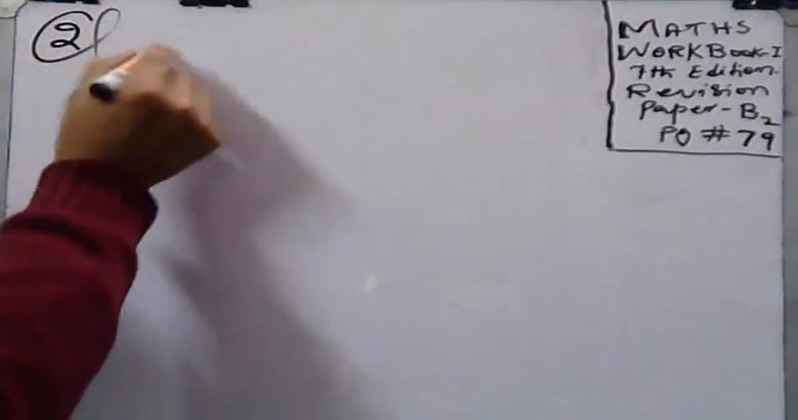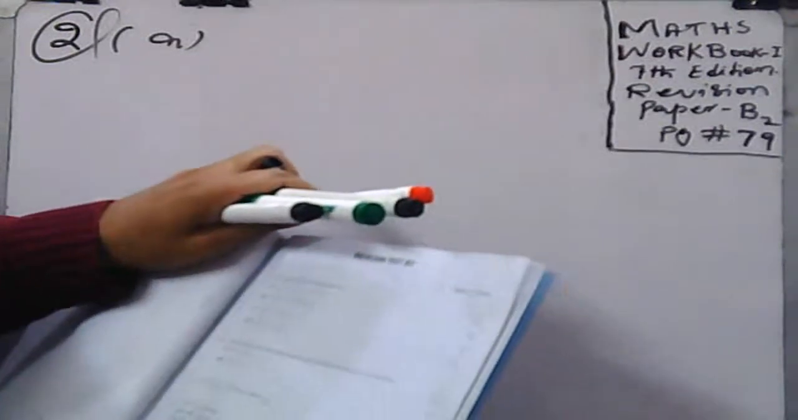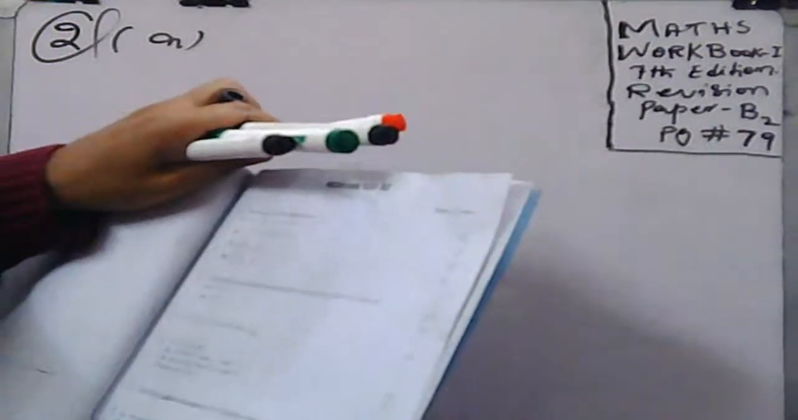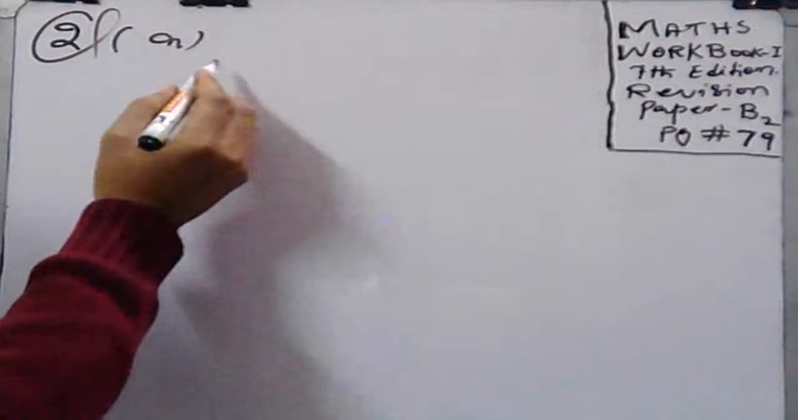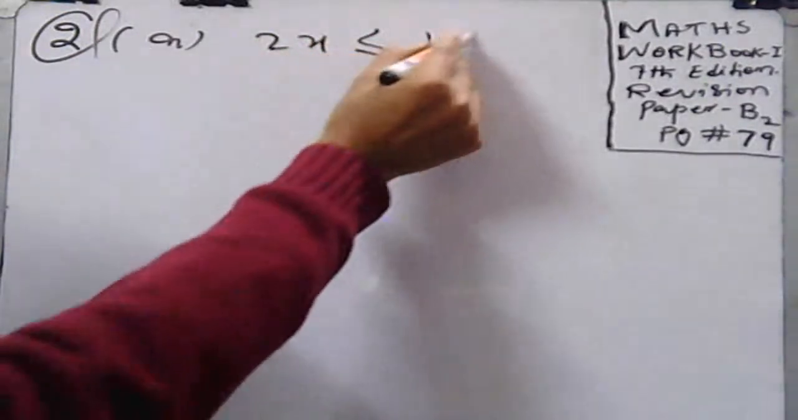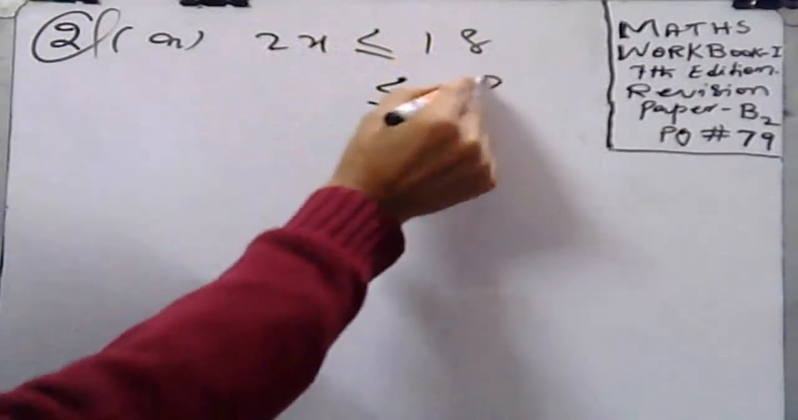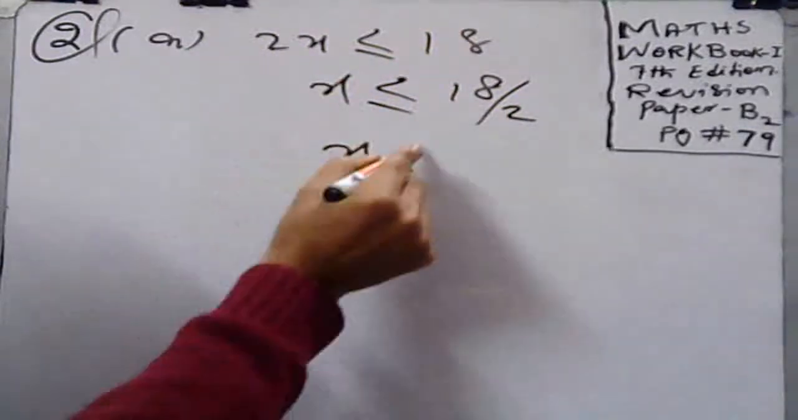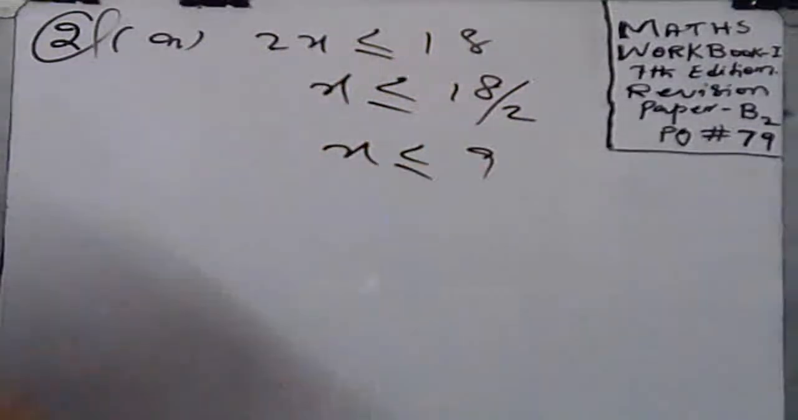Question number 2, A part. In question number 2, solve each of the following inequalities and illustrate the solution on a number line. So 2x is less than or equal to 18, so x is less than or equal to 18 by 2, which is 9. So how can we show this on a number line?